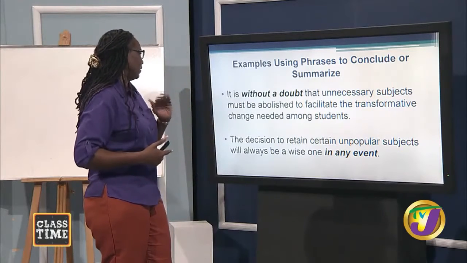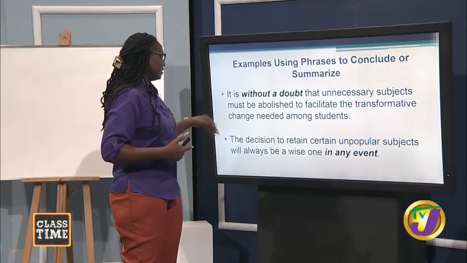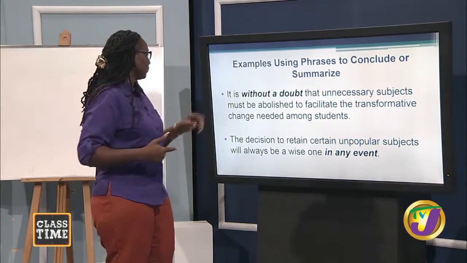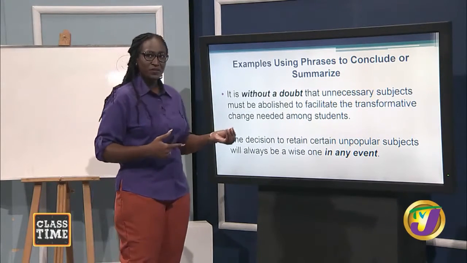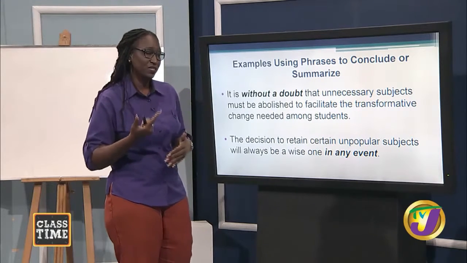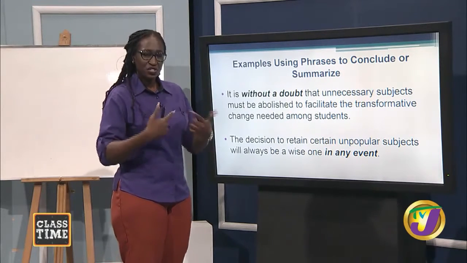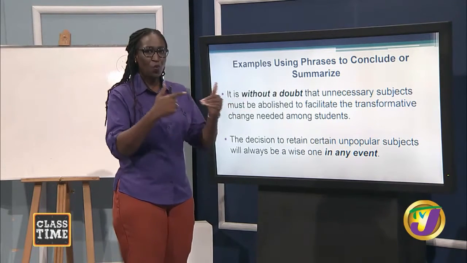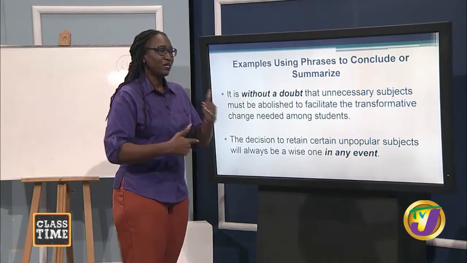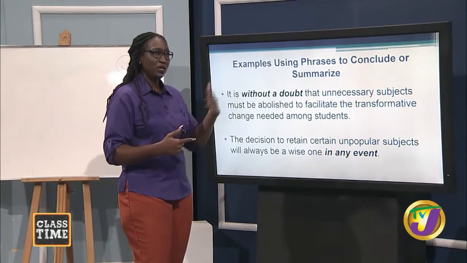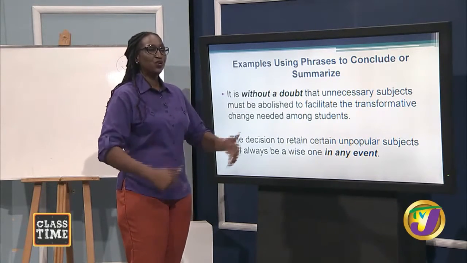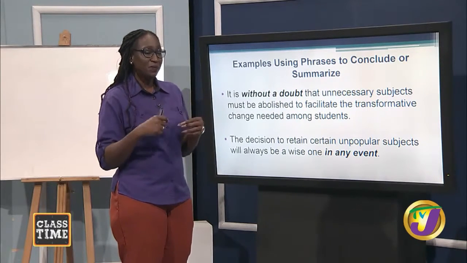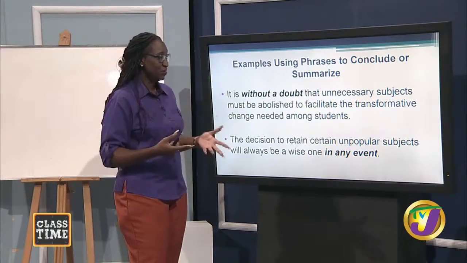And your outcome, as you have put it, is that the decision to retain certain unpopular subjects will always be a wise one. So even though the subjects are considered unpopular, the decision to keep them will always be wise. So it doesn't matter what happens. So you have in your essay possibly shown the pros and the cons again. And now you're bringing it back that even though these subjects are considered unpopular, keeping them is much better than getting rid of them.